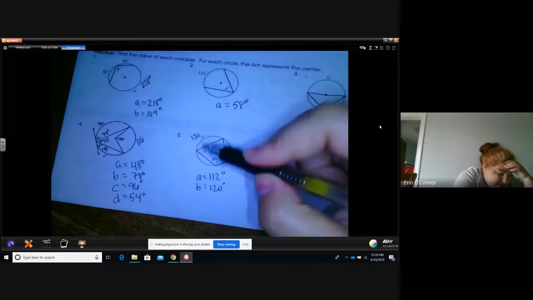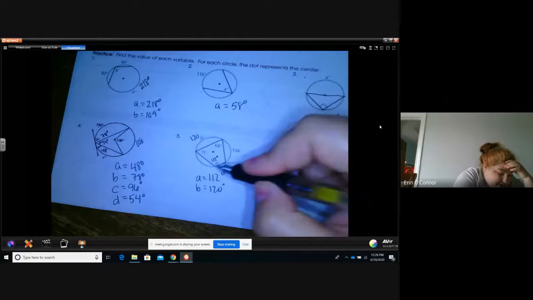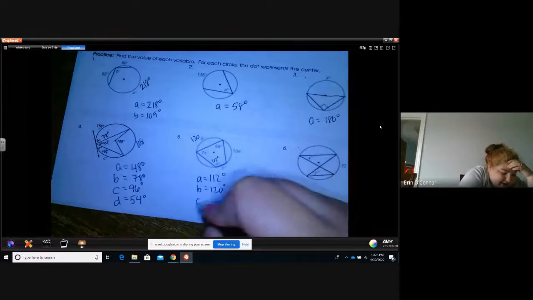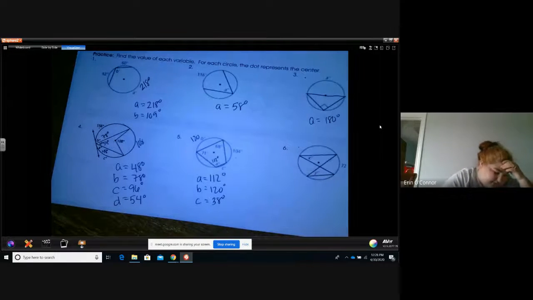All right. 71. Double 71 is 142. These two right here, C and 104, have to be 142. So C is going to be 38 degrees.